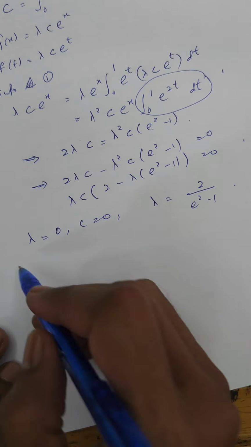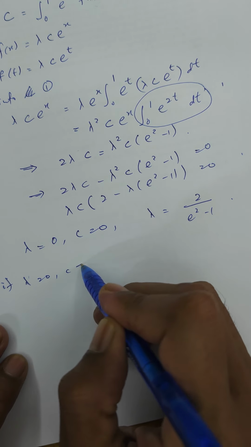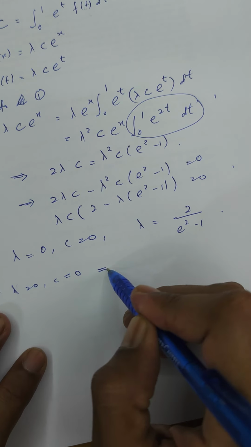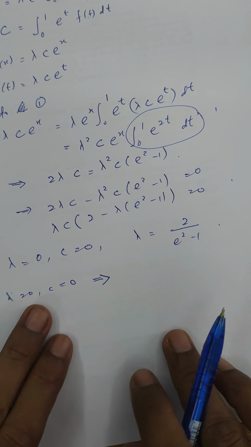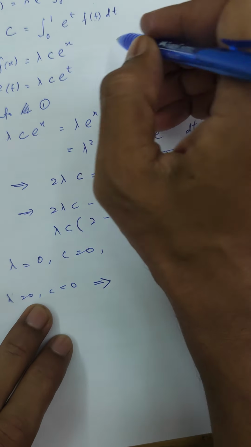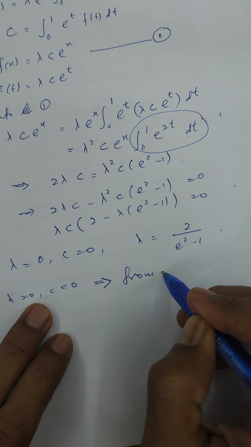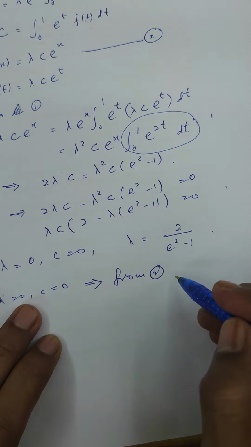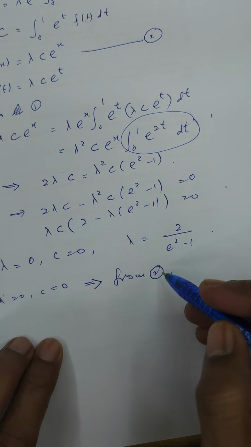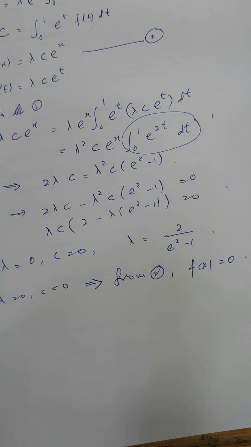So now if we consider lambda equal to 0 or c equal to 0, let's call this number 2, then from 2 we have f(x) is equal to 0. Yeah, f(x) is equal to 0, we have just the trivial solution.